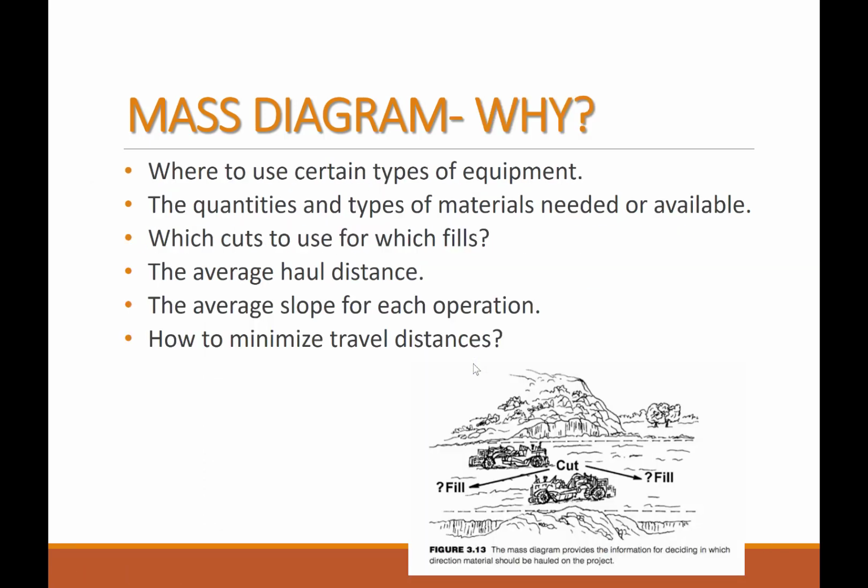The mass diagram technically answers questions like, where should I use these types of equipment? What types of equipment should I use for what distances? The quantities and types of material needed, and if they're available, should I borrow, or do I have excess, and in this case, should I dump, and where should I dump? Which cuts to use for which fills? And this is the beauty of the mass diagram, to calculate the average haul distance and to figure out what would be most economical. As well, we have the average haul distance and the average slope for each operation, as well as how to minimize the travel distance, and we will see this clearly in our example.